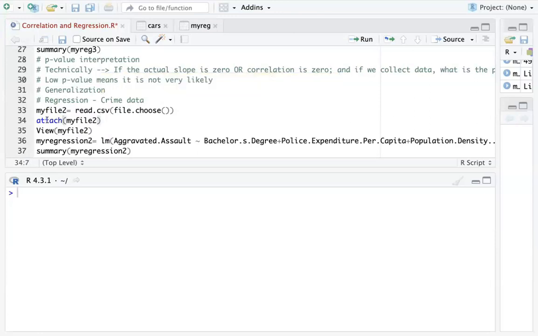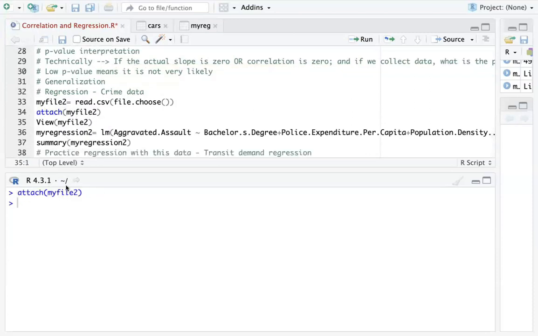And the next step is I need to attach it. So attach(myfile2). Okay, it has been attached.